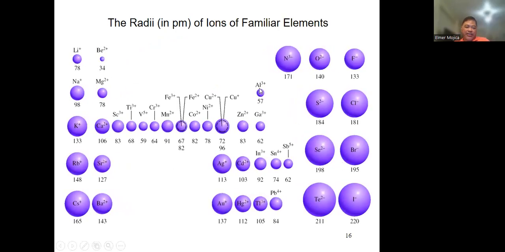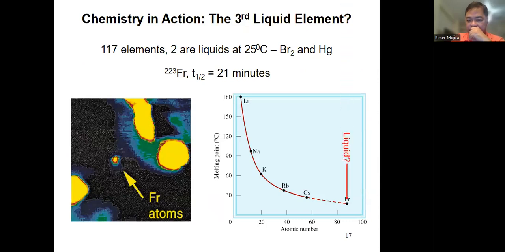Okay, so if you're going to look at the ionic radii, this is how they look like. So lahat ng mga naging cation, lumiliit sila. Lahat ng mga anion, lumalaki. All you need to remember: when a cation is formed, its ionic radius is smaller than the atomic radius. When an anion is formed, the ionic radius is bigger than the atomic radius. Okay?